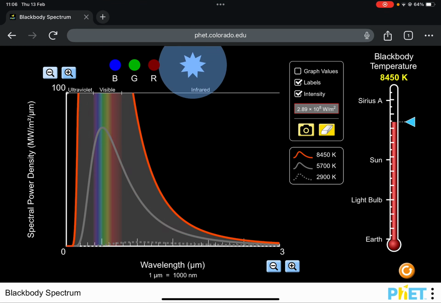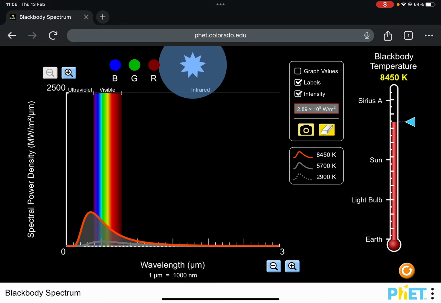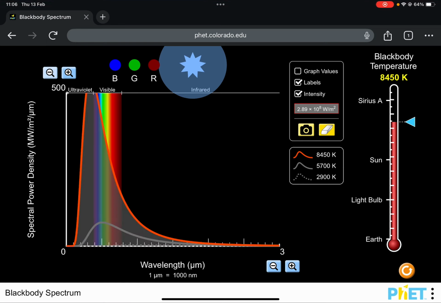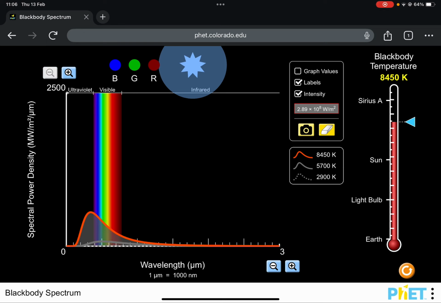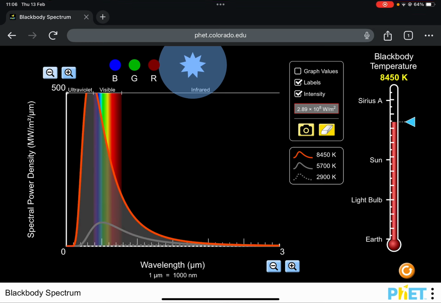So let's look at a star that's 8,450 Kelvin, and you'll notice now that the peak of that wave, and if I just zoom out and then zoom back in again, the peak of that wave has shifted even further left to shorter wavelengths. The peak is now ultraviolet. And so we're seeing a pattern, aren't we, between temperature and peak wavelength. As I increase the temperature of the object, the peak wavelength moves to shorter and shorter wavelengths. There's an inverse relationship between peak wavelength and temperature.